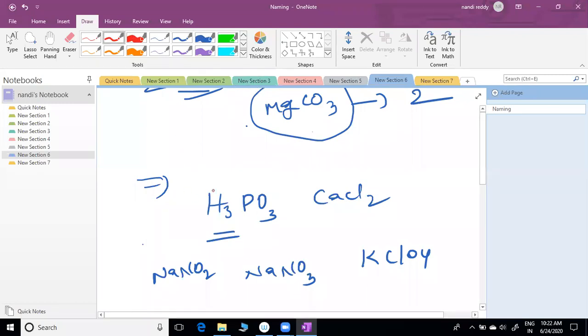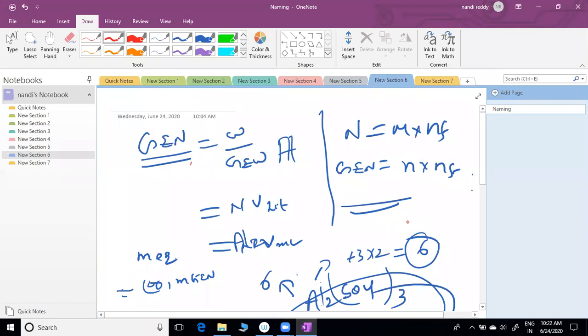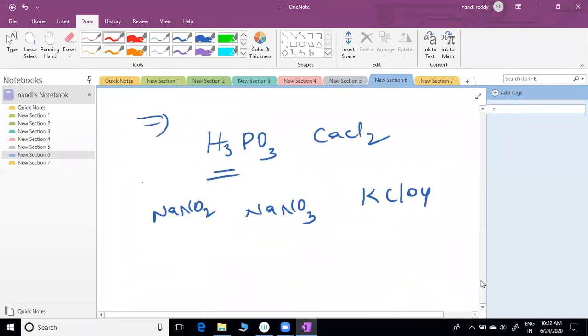This n factor is 2. This is 2, 1, 1, 1. These are the n factors. Who got the correct answer? Check it.